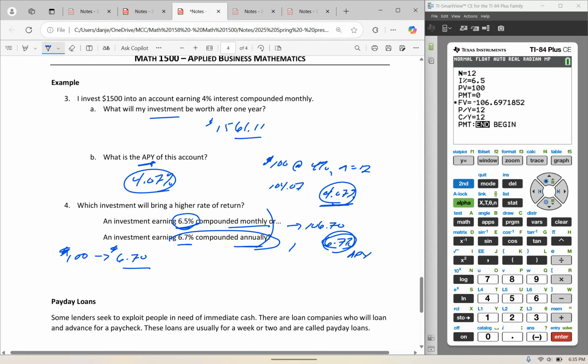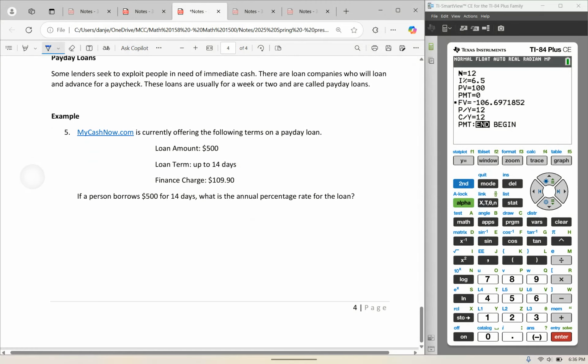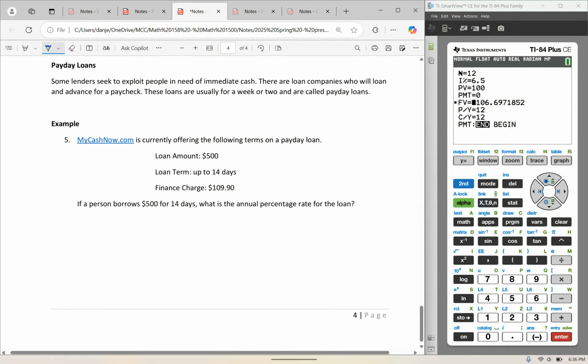Okay, let's look at the last example here, where some people get into trouble with these. And I actually have a friend who used to do these, and I would tell him all the time, don't go with a payday loan. Some lenders will seek to exploit people in need of immediate cash. These are called a payday loan. My Cash Now, hopefully they've been shut down, but at the time I wrote these notes, they were still operating online. They're currently offering the following terms on a payday loan.